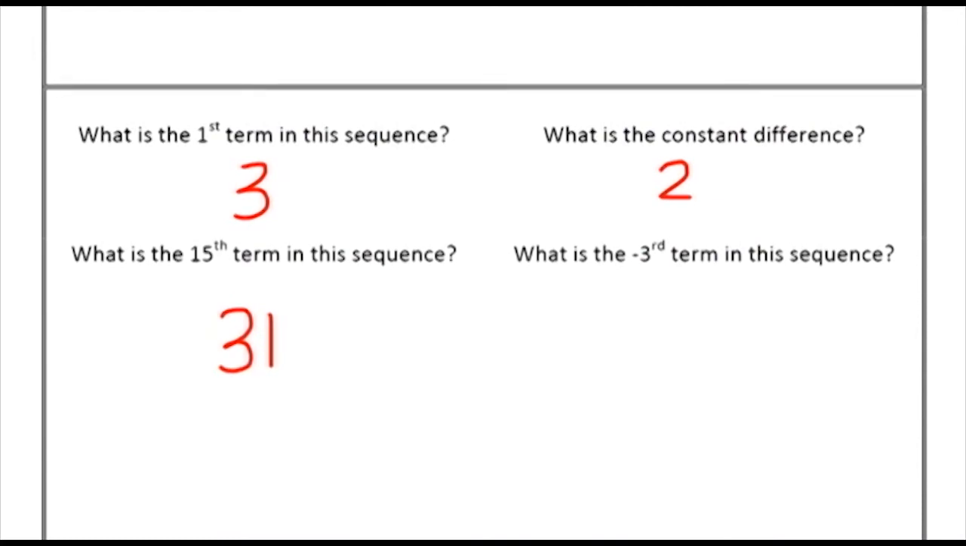Negative third, now it doesn't matter if I'm going forward or backwards. If you can go backwards in a sequence, that's really all the negative third term means. As long as you plug it into the formula correctly and calculate it out correctly, you should not have an issue. So, your final answer for the negative third term would be negative 5.